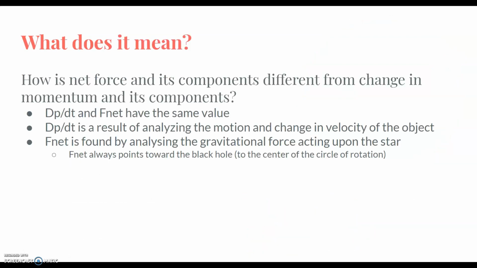Now, what does this mean? How does the net force and its components differ from the change in momentum and its components? Although we know that the change in momentum over time and the net force have the same numerical value, the change in momentum over change in time is a result of analyzing the motion of our star, or the motion of our object, and the change in velocity of this object. Net force in this case was found by analyzing the gravitational force acting upon the star. And the net force will always point towards the center of the black hole, the center of the circle of rotation.